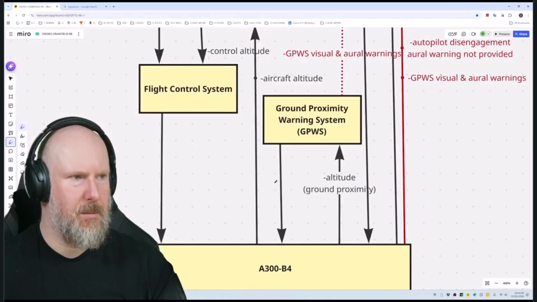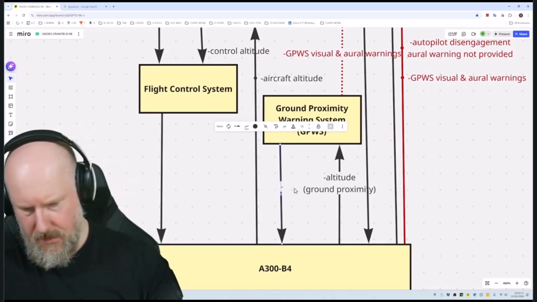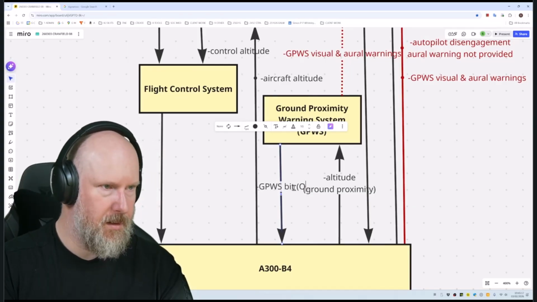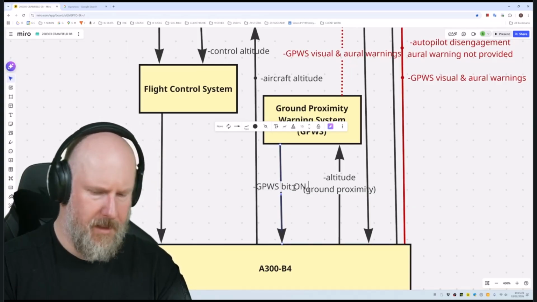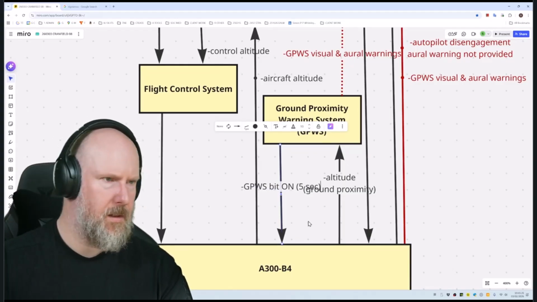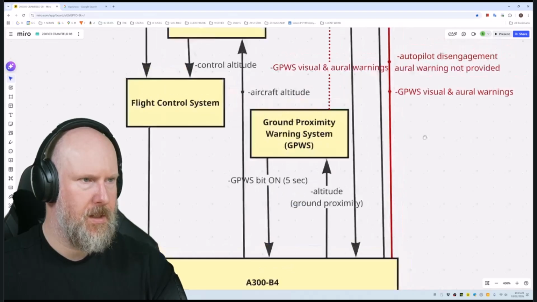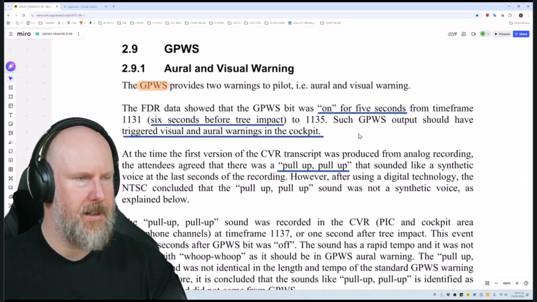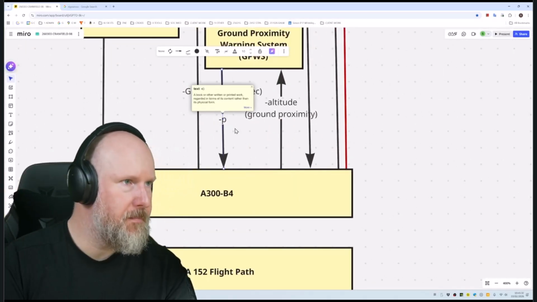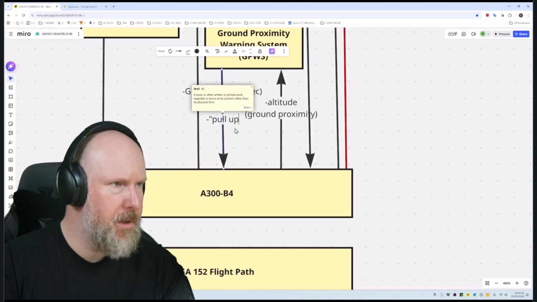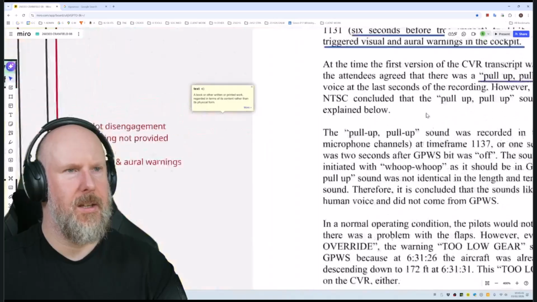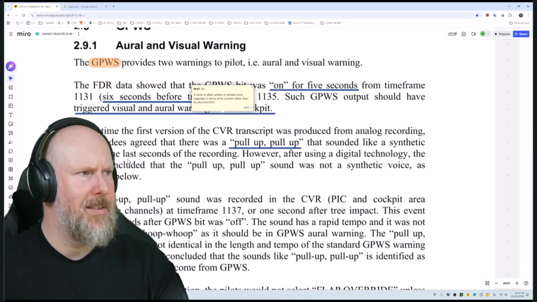So let's have a look. GPWS bit on, 5 seconds. There we go. So that was on, and that was captured on the FDR data. And then we've also got a pull up, pull up, pull up. And how many seconds was that? The last seconds.